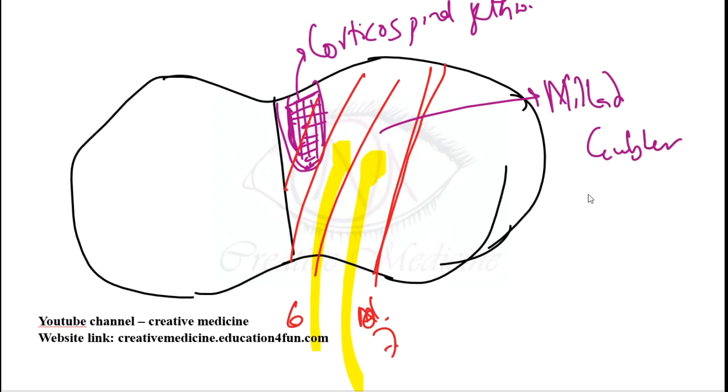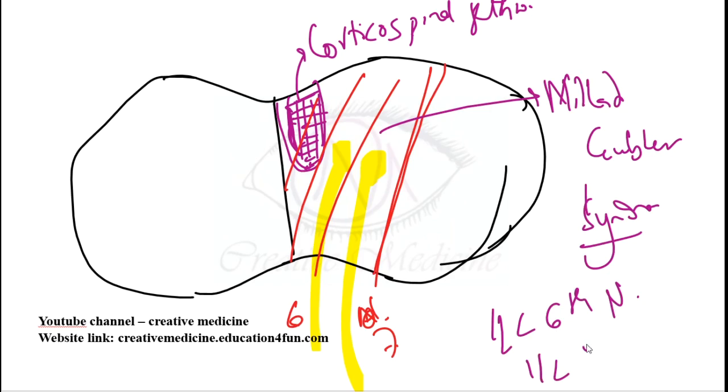In this Millard-Gubler syndrome, there will be ipsilateral sixth nerve palsy, ipsilateral seventh nerve palsy, and contralateral hemiplegia due to the involvement of the corticospinal tract. So in Millard-Gubler syndrome, you will see ipsilateral sixth nerve palsy, ipsilateral seventh nerve palsy, and contralateral hemiplegia.